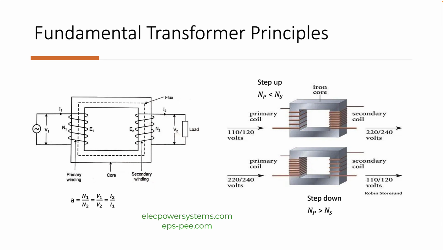Conversely, if N_P is smaller than N_S, the transformer is called a step-up transformer, as it increases the input voltage to a higher output voltage. The turns ratio also determines the current ratio between the primary and secondary windings.